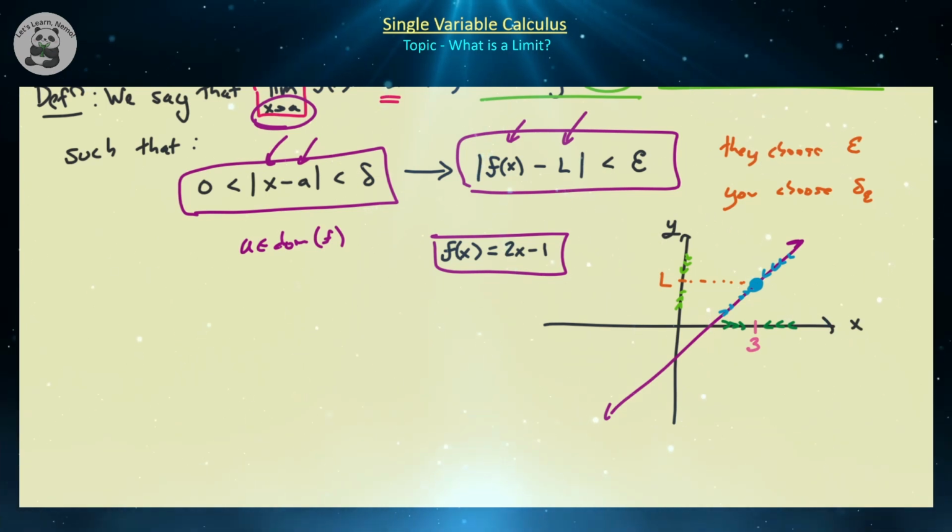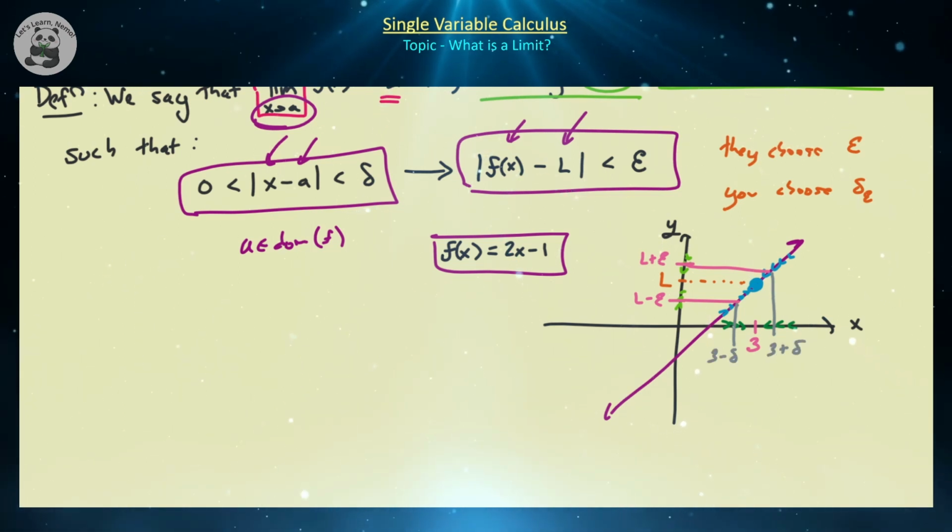So again, somebody's going to be choosing an epsilon. Epsilon is going to be an arbitrarily small but positive number. Let's assume that this corresponds to L plus epsilon, and this corresponds to L minus epsilon. Obviously, there are going to be some associated x values corresponding to those projections, so we're going to have this point here and that point there. They choose an epsilon, and we should be able to choose a delta that controls or surrounds this element in the domain, 3, based upon the precision of the epsilon that was chosen. So this obviously is going to be 3 minus delta and 3 plus delta.